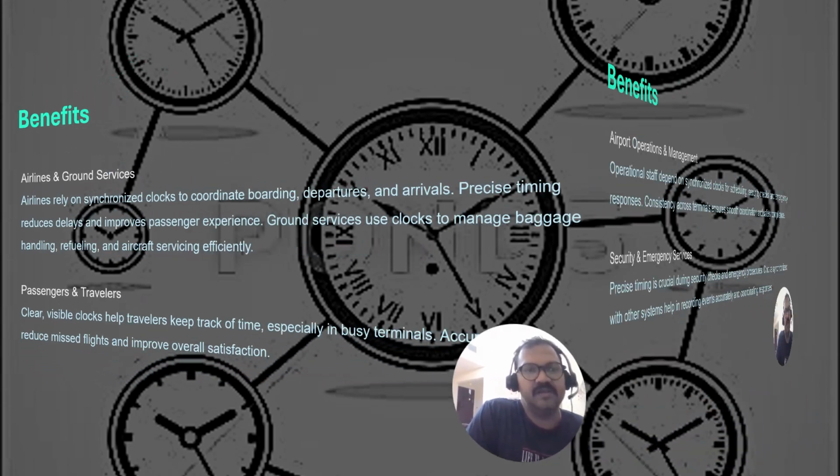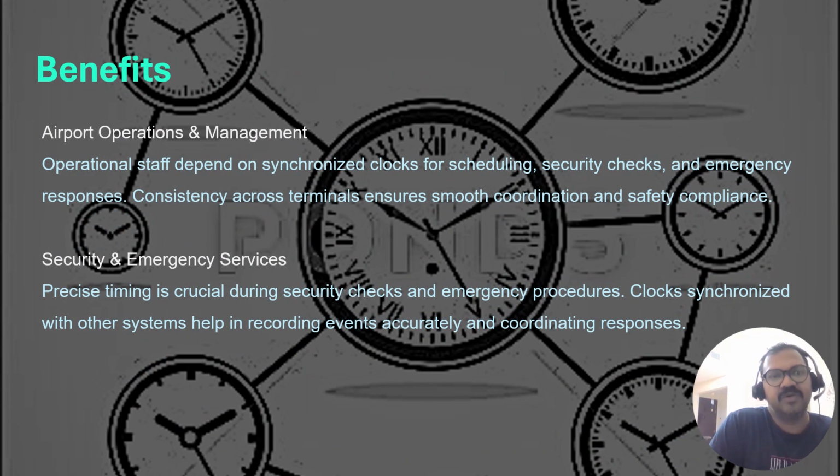And next one, airport operation and management. Okay, this is the same thing. Operational staff depend on the synchronous clock for scheduling, security checks and emergencies, and the baggage handling system as well. Consistency across terminals ensures smooth coordination and safety compliance.